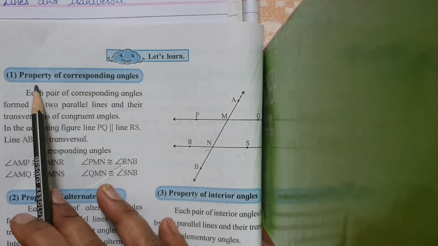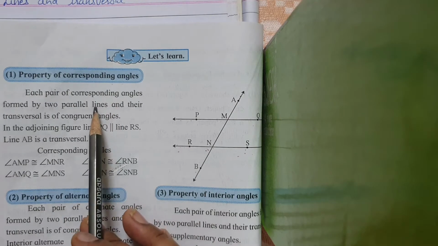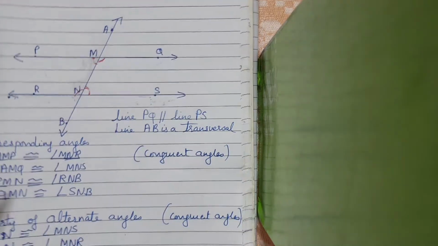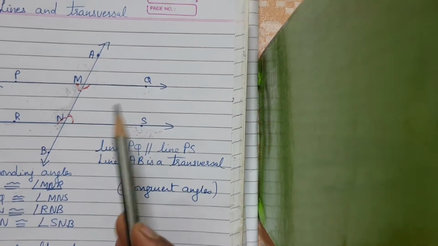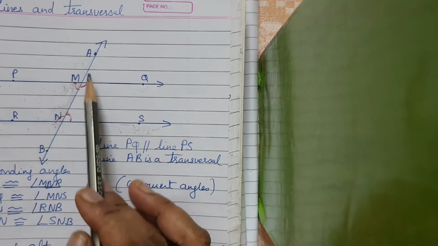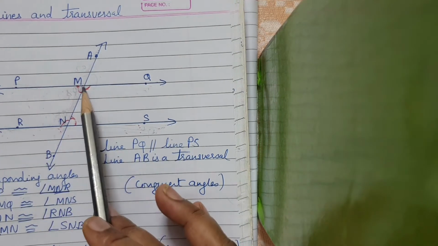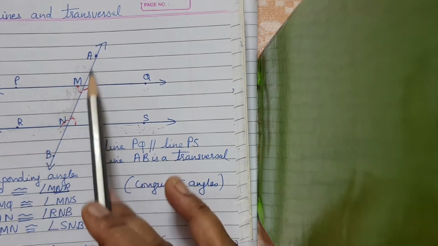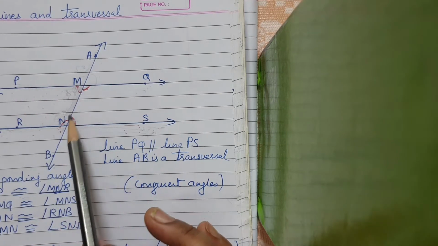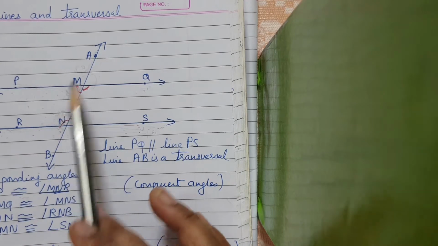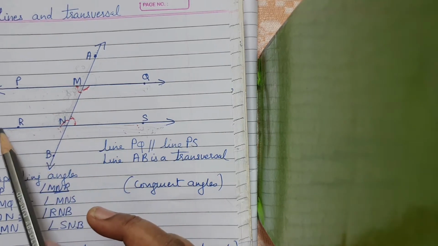What is written over here? Property of corresponding angles. So you all know what are corresponding angles? Here I have drawn in my book. Okay. See. What are corresponding angles? Corresponding angles are angles whose arms are moving in the same direction. Can you see this? This angle and this angle, they are moving in the same direction. Angle AMP and angle MNR. They both are corresponding angles because their arms are moving in the same direction.